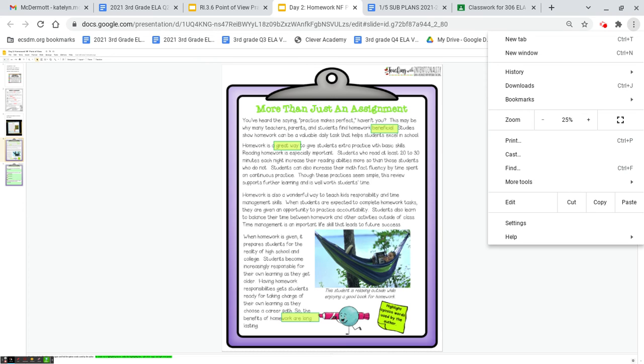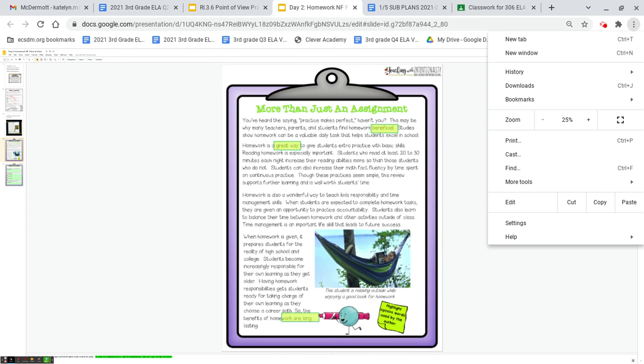I'm ready to move forward on paragraph 3. Homework is also a wonderful way to teach kids responsibility and time management skills. When students are expected to complete homework tasks, they are given an opportunity to practice accountability. Students also learn to balance their time between homework and other activities outside of class.